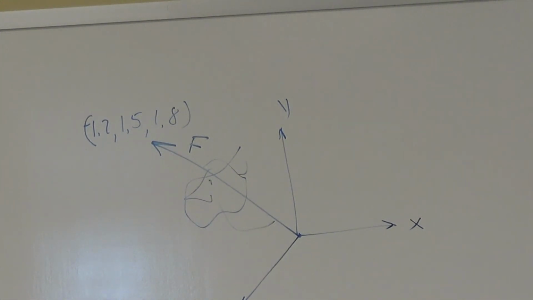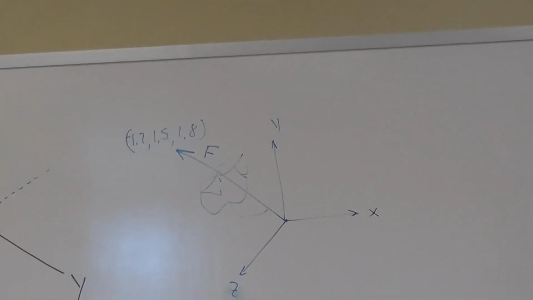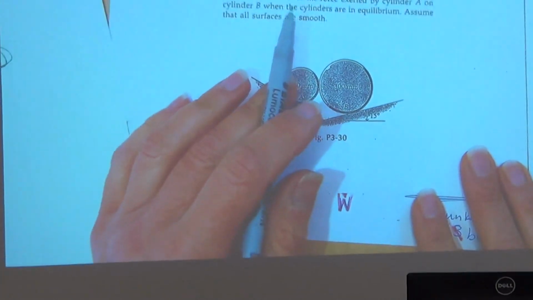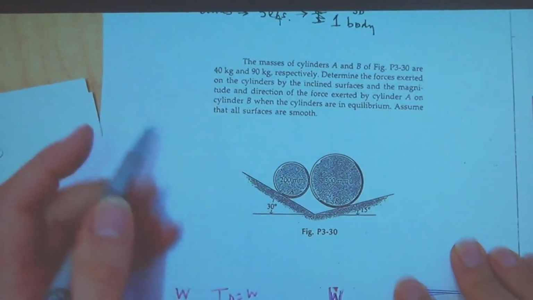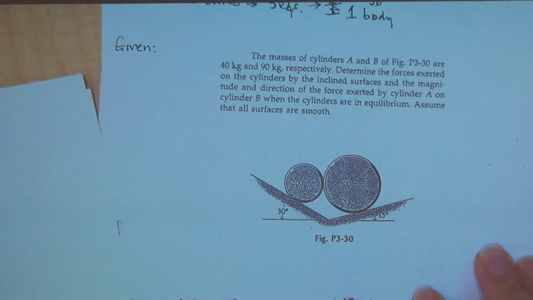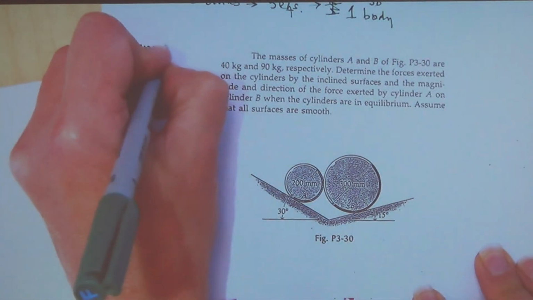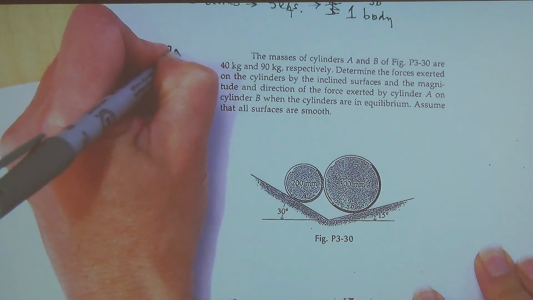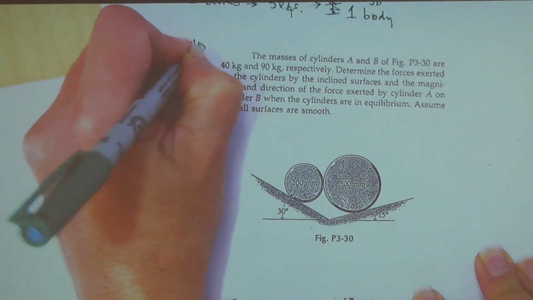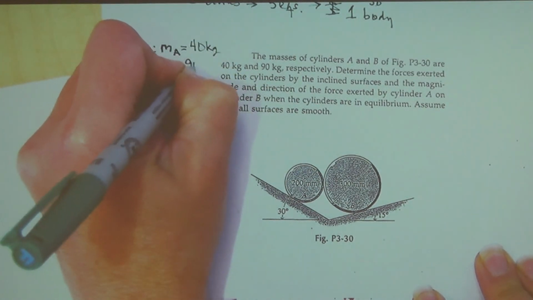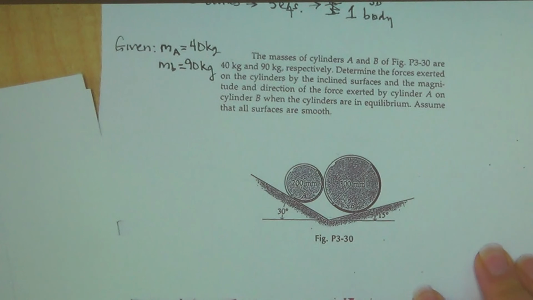Chelsea, masses of cylinder A and B are given. Determine the forces exerted on the cylinders by the inclined surface and magnitude. There's a lot of stuff in here, huh? Okay, given. What's given? The masses of both cylinders. So what do you want to call that? A and B. Okay, how about M sub A and M sub B? Does everybody agree this is the notation you want to use?